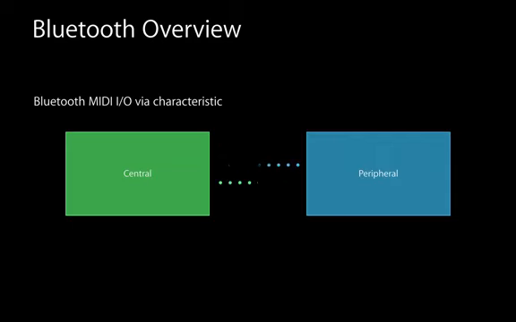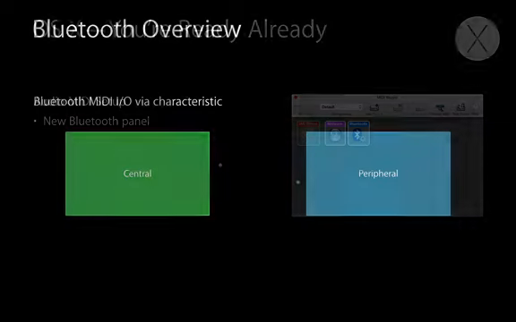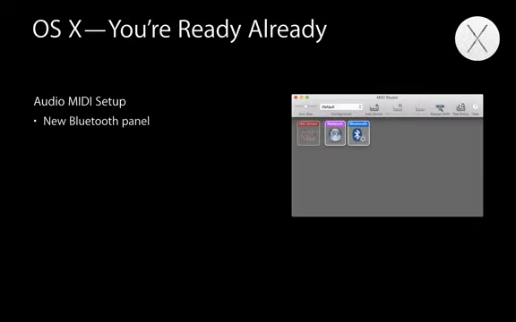Now, in order to have a Bluetooth connection, you have to have one central, you have to have one peripheral, and we allow Macs and iOS devices to play either role. So you can connect Mac to Mac, iOS to iOS, Mac to iOS, and vice versa. So what does this mean for you and your application? If you are writing a Mac OS 10 application, the good news is you are already ready.